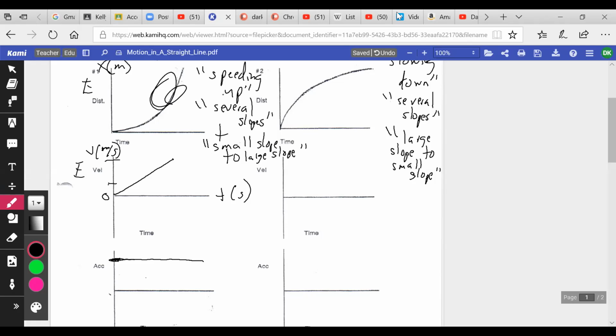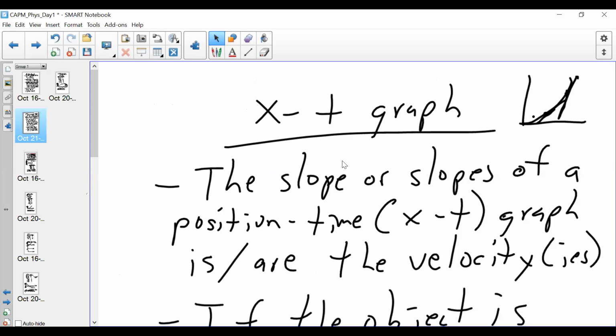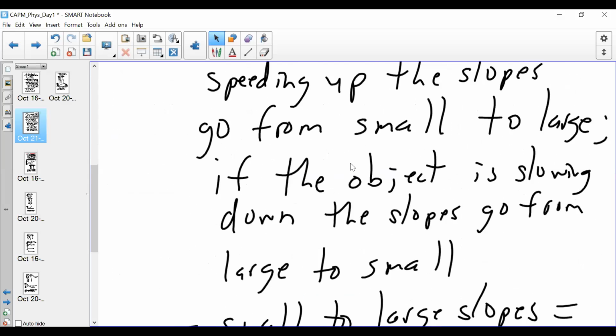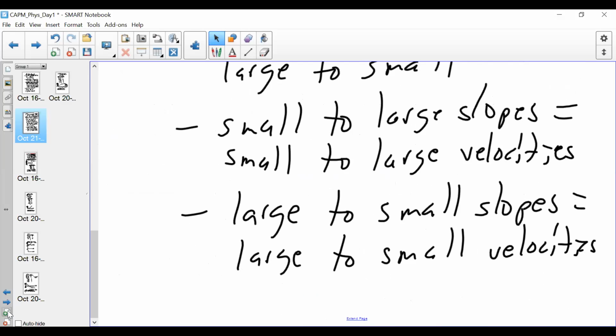Because let me go back here. Now again, we're going to go over this again and again and again until we're really comfortable. Take a few days with it if necessary.